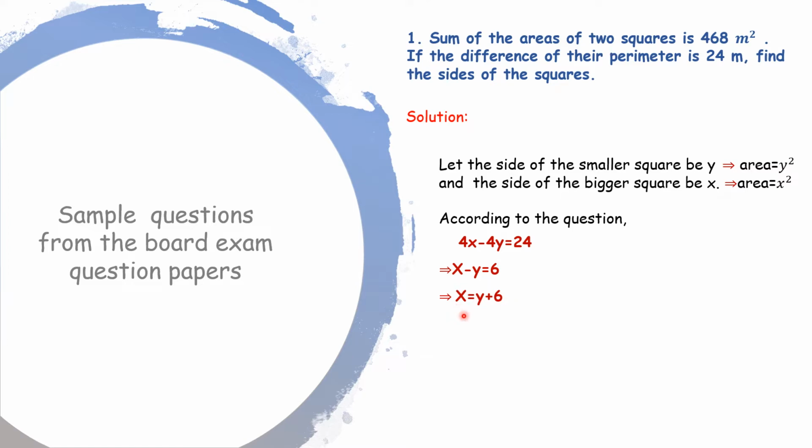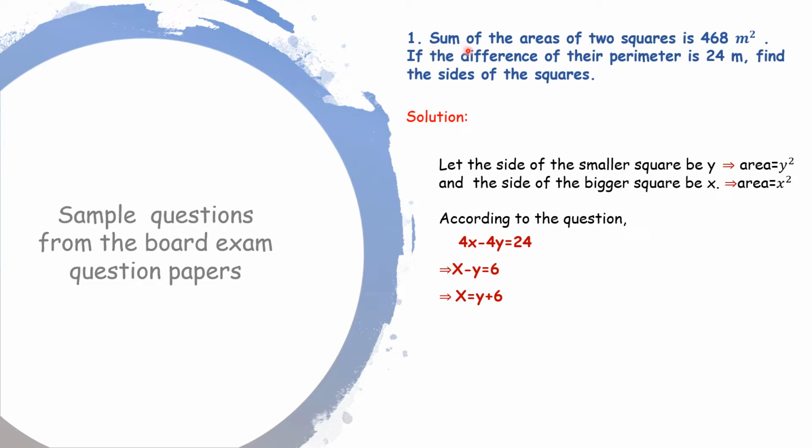I'm just finding what the x value is here. x is equal to y plus 6. Or else you can find y is equal to minus of x minus 6 will come, so just leave that. To be on the safer side, just find out x. x is equal to y plus 6. Have this result. So with this difference of the perimeter, we have framed one equation.